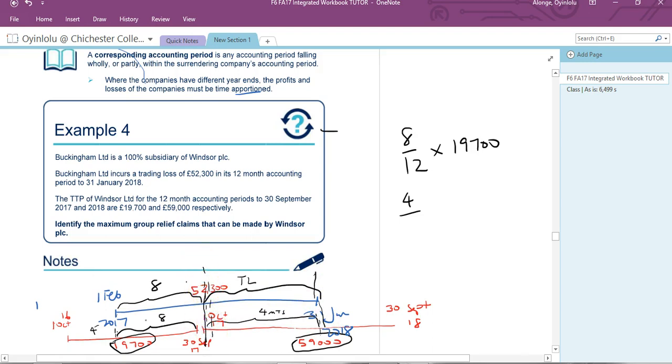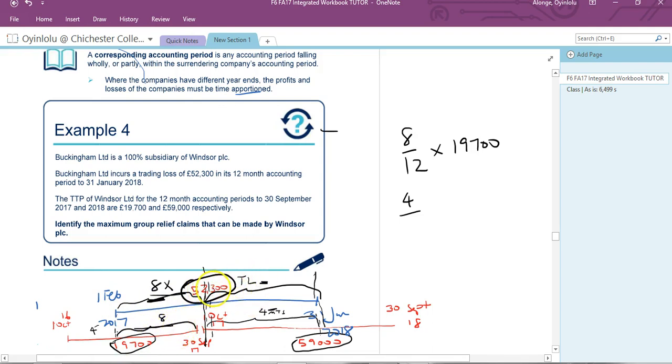I always remember, and then you have to take the lower. So you find 8 months of what's happening here, find 8 months of here, take the lower. Do the 4 months here, do the 4 months here, take the lower. You will probably see that it's going to be a bit odd. So if you do 8 months over 12 times 52,000, you will have the profits for here. I will look at the answers in a second.